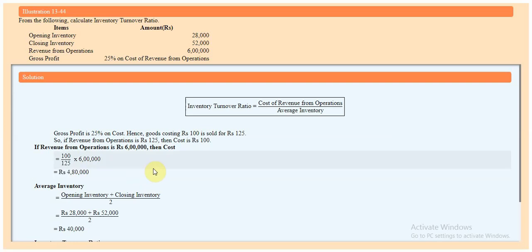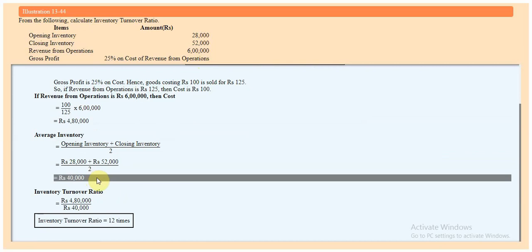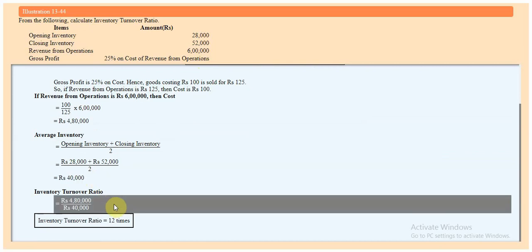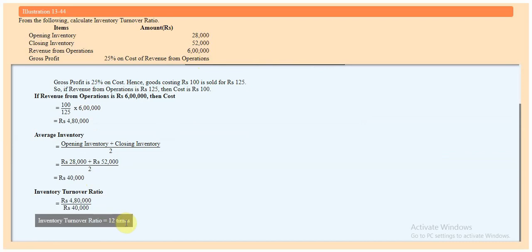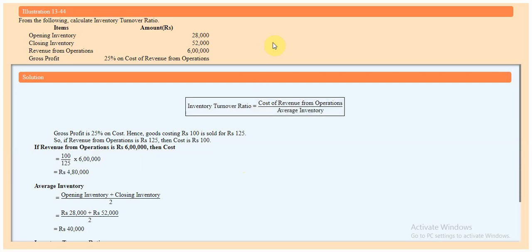Now we know the cost of revenue from operations. Average inventory, direct substitution. They have given the opening, they have given the closing inventory. Just substitute and find out average inventory. It is 40,000. So again, inventory turnover ratio formula we know. Just substituting the numerator and denominator, we get inventory turnover ratio equal to 12 times. So this sum is also a very simple sum. The only difference in this sum is that they have given the percentage of gross profit on cost of revenue from operations and not on revenue from operations. So this point has to be noted in this problem. This is the only different point. We will move to the next problem.